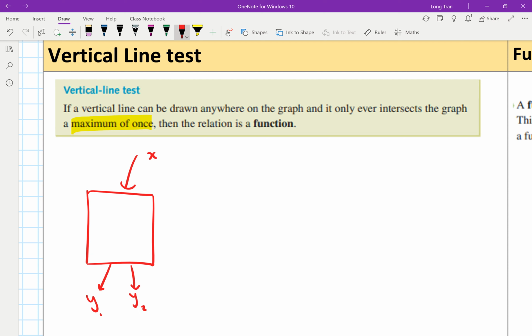A lot of students just memorize this, so they don't understand why we do a vertical line test, and then they get confused between a vertical line test and the horizontal line test that you're going to learn later on.